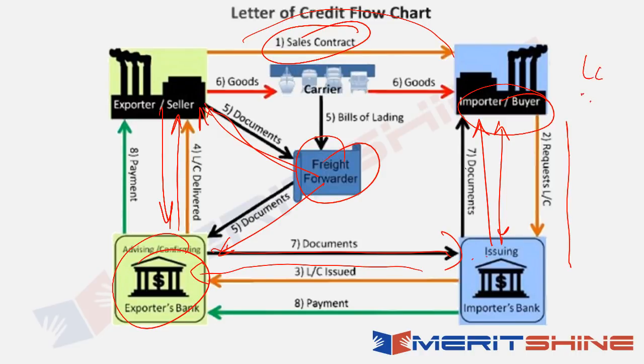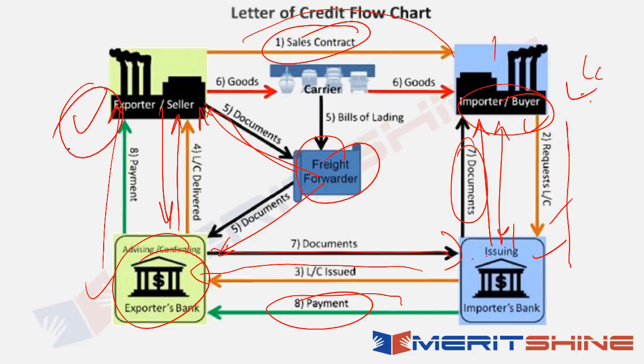It was at sight. That means as soon as he got the documents, this bank would have debited the importer, and would have definitely charged him for the LC also and all the money. Now he has got the documents, he will clear the goods, and in the meantime this payment has been made to this bank and this payment has gone to the exporter. This is how letter of credit flow works. I hope this is clear.